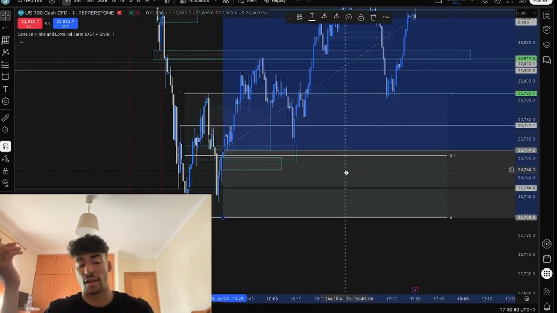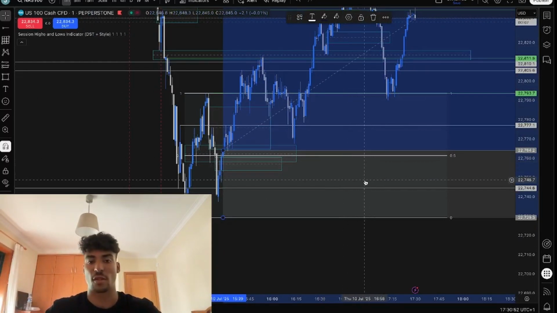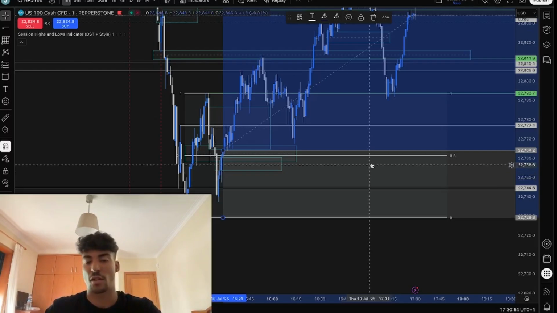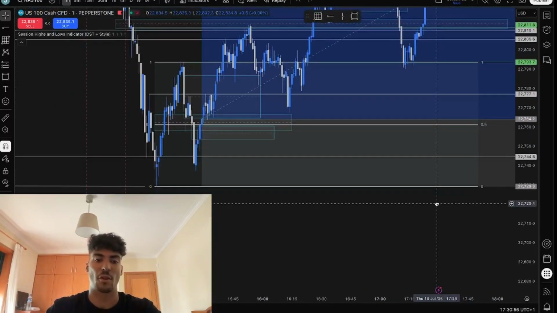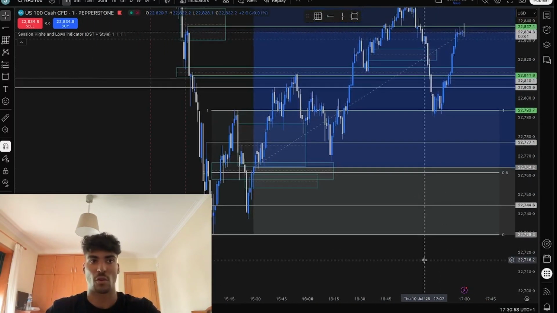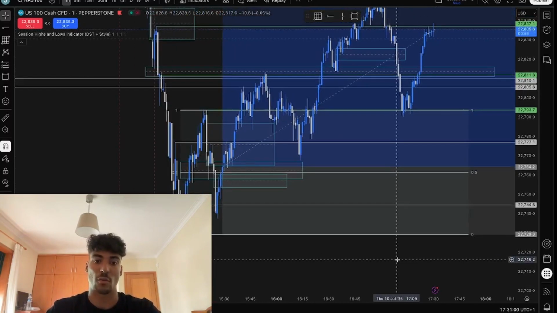I entered with super low risk on this because I had already lost a lot of money. I lost like 300 and something. So the risk for the day was like 200 rest. So I risked 250 for the rest of the day. And yeah, I was able to make back all the losses today, which is pretty good.